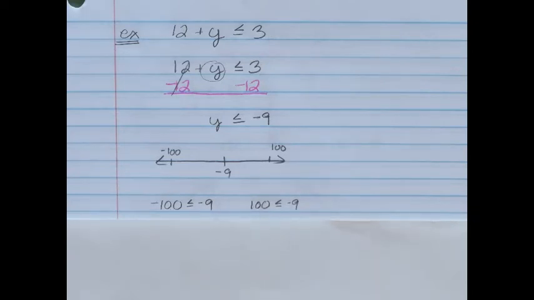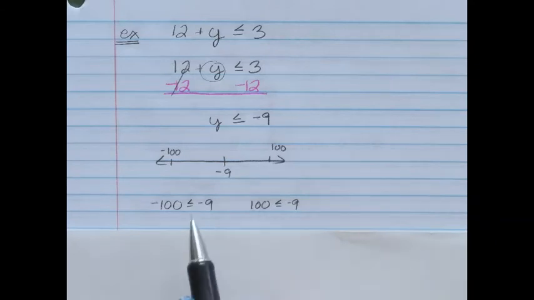That's a very good question. Again, when it comes to negative numbers, which one is closer to 0? Negative 9 is closer to 0. That means negative 9 is greater than or equal to negative 100. This is true. So that means that negative 100 is smaller.